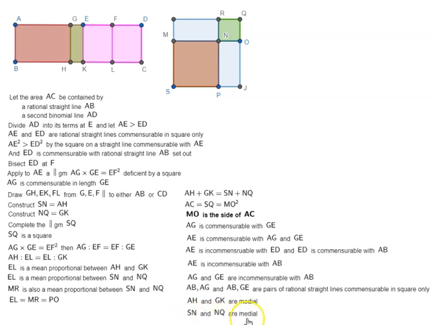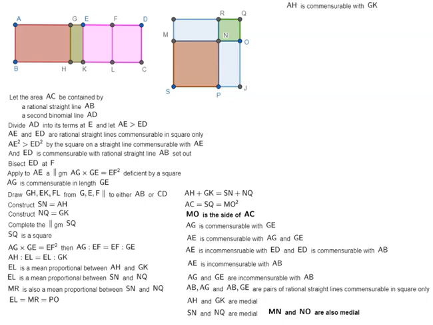Now SN and NQ are medial, which means why? Because again AH is equal to SN, GK is equal to NQ. That means those two are also medial, which means MN and NO are also medial. Why? Because SN is a figure on MN and NQ is a figure on NO. If those figures are medial, that means these sides will also be medial.